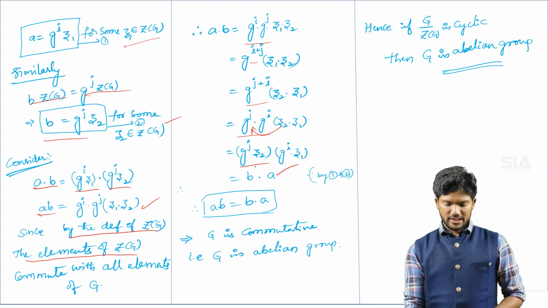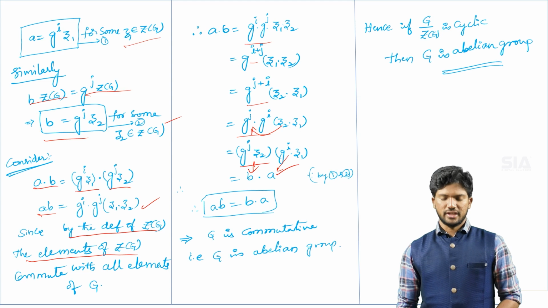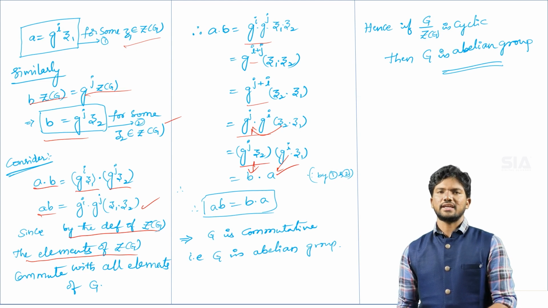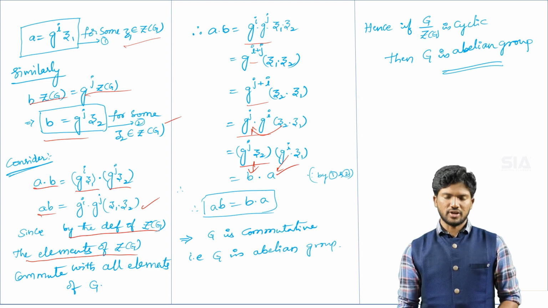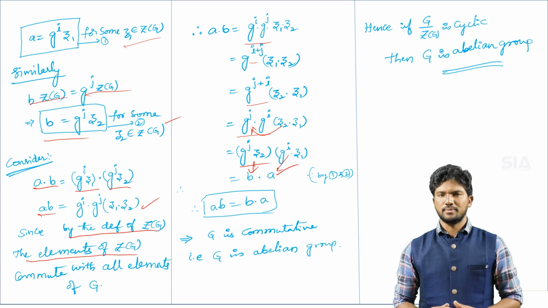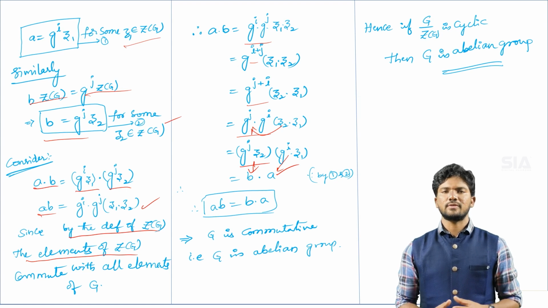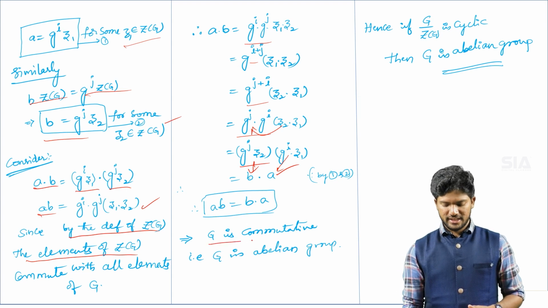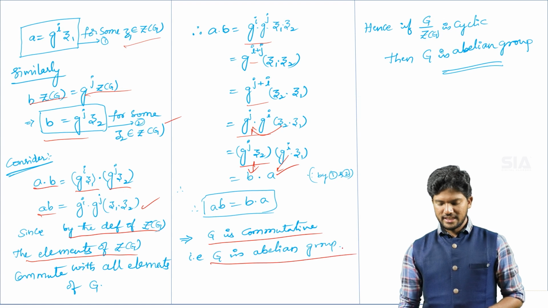From equation number 2 this value is B, and from equation number 1 this value is small a. Therefore LHS A into B is equal to RHS B into A. This is the pure condition for the commutative property: A into B is equal to B into A whenever A, B belong to capital G. Therefore G is commutative, and automatically G is an abelian group.